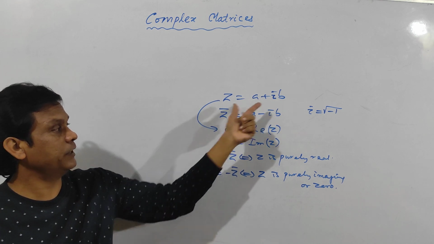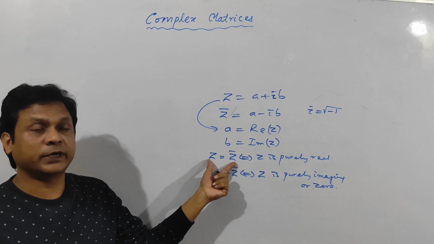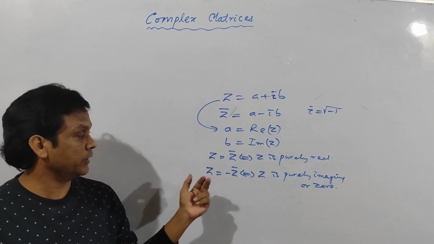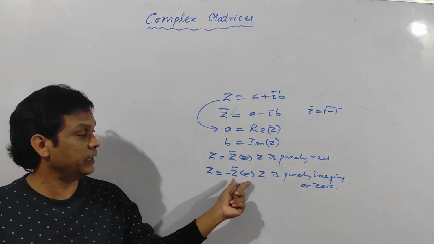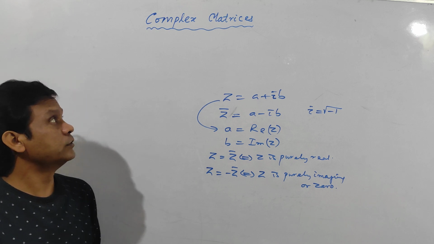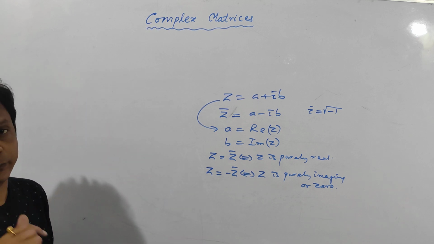If Z is equal to A plus iB, then its conjugate is A minus iB. And under what condition Z is equal to Z bar? If Z is purely real. And under what condition Z is equal to minus of Z bar? If Z is purely imaginary or 0. Clear? So now I will tell you about complex matrices which are very, very important.